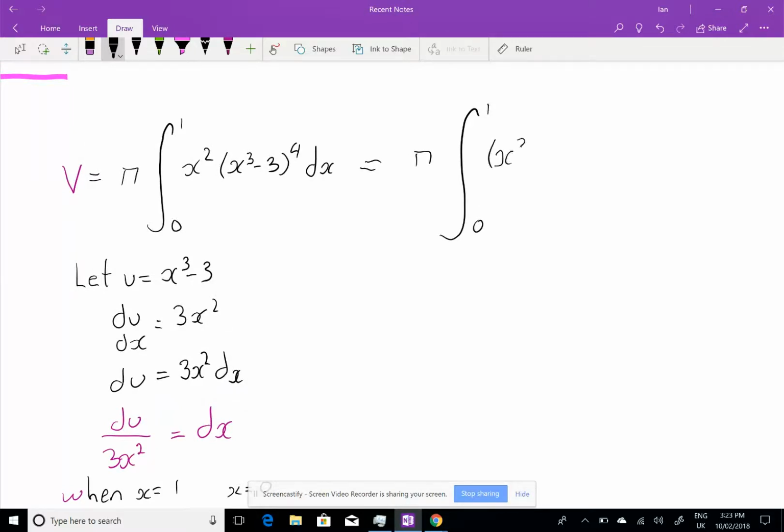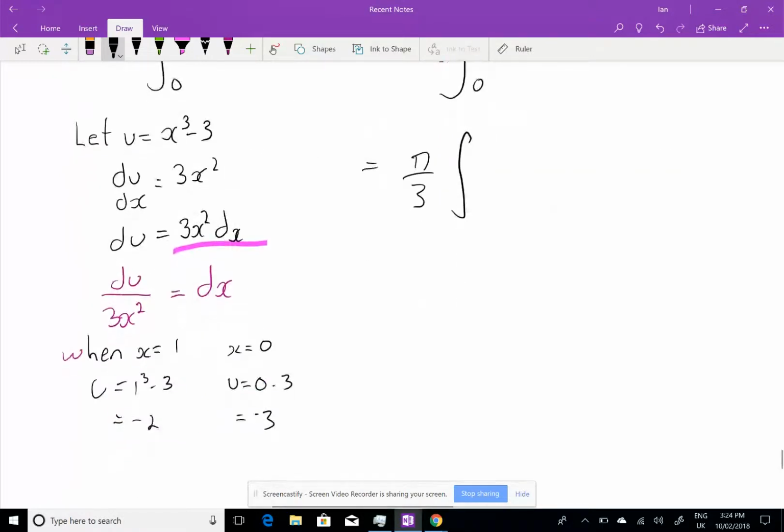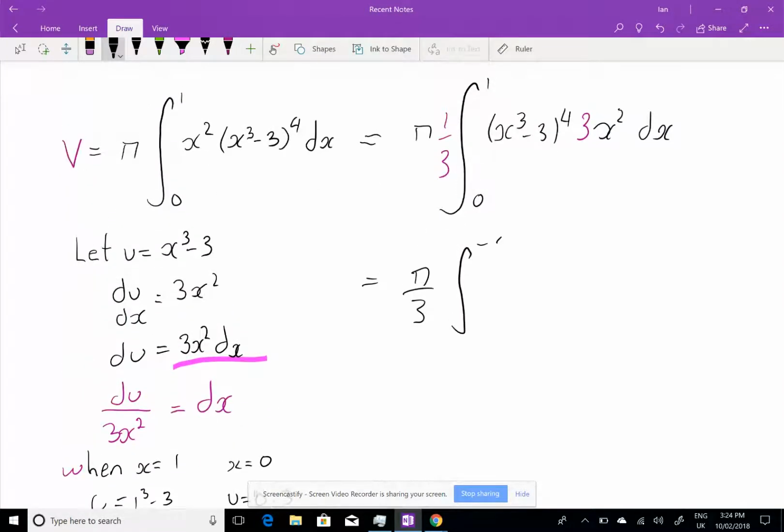I'm going to swap that x cubed minus 3 to the 4. I'm going to put my x squared there, but I'm going to leave a gap in front of it, dx. Now it's almost the same. I've got to make it look the same as that. So I'm going to put a 3 in and take a 3 out, and then I can rewrite it. So I've got pi on 3. Now I can change my values because I'm going to do it all in u. So I've got minus 2 to minus 3. I've got u to the 4 du, because look at that, that's du.